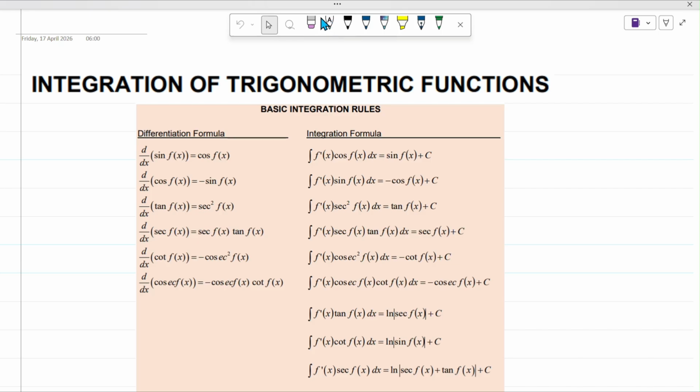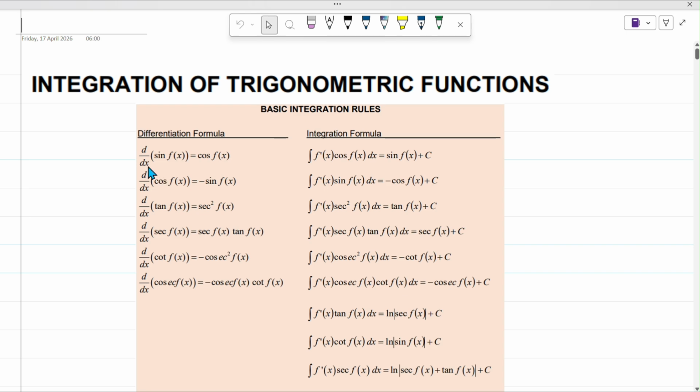So today we'll be discussing integration of trigonometric functions. Before we start, I just want to take you through the formulas that we'll be using throughout different questions that we'll be solving under this activity. So let's start with these ones. Let's first review these ones of differentiation.